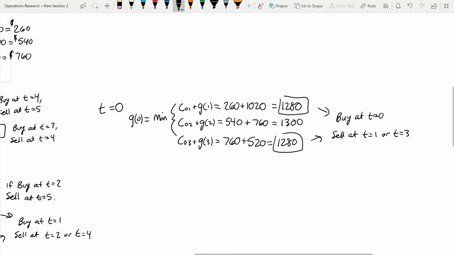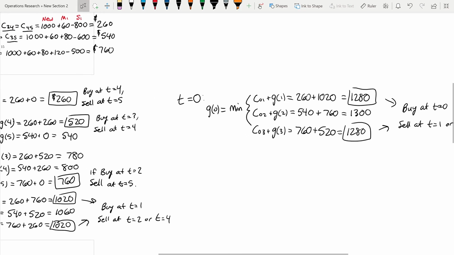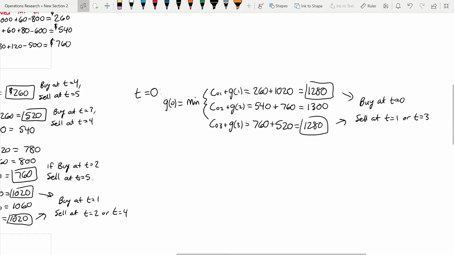So now we've reached the base of the problem here. And because we have all of these alternative options here, we actually have a couple optimal solutions.